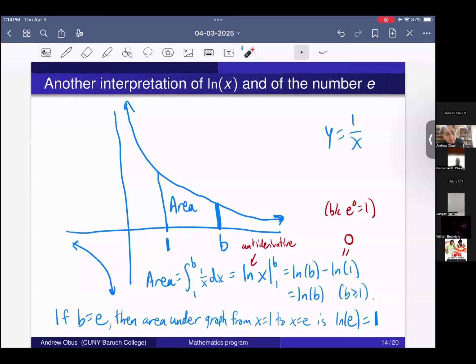Okay, so it's another way of thinking of the number e. You can think of it in this geometric interpretation. It's the number that gives you a certain area under this graph. Questions?